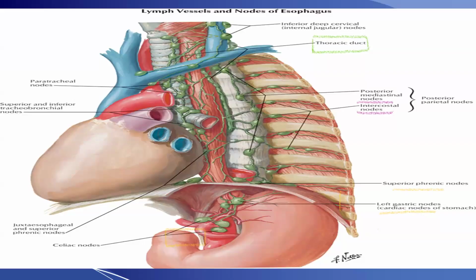The bidirectional lymph flow of this region is responsible for the spread of malignancy from the lower esophagus to the upper esophagus. Vascular and rich lymphatics make the esophagus a durable organ, but at the same time they create oncological challenges.